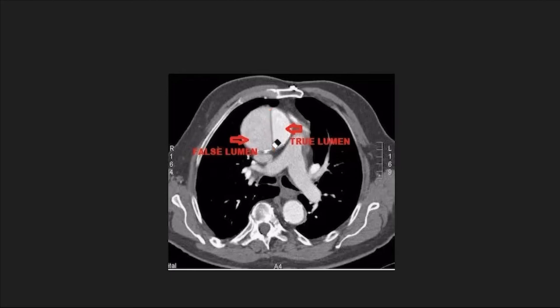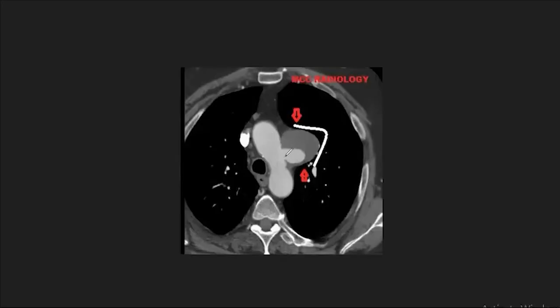Another thing is, let me show you one more slide. The important thing is that if you see some kind of outpouching like that from the arch of aorta, either from the descending aorta or ascending aorta, so there is a significant enlargement of the arch of aorta or descending aorta, and this condition is known as aortic aneurysm. So you must keep this thing in mind.